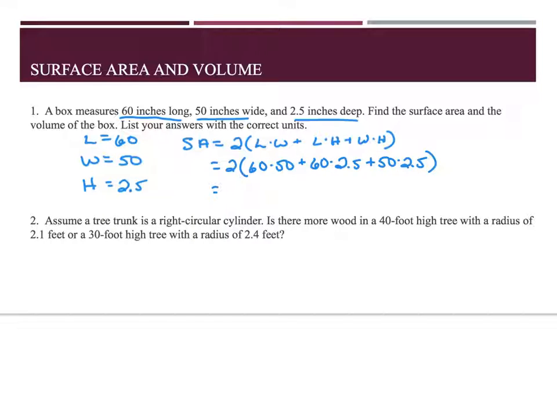Now the groovy thing about a graphing calculator is I can type in that big long sentence exactly the way it looks. Make sure you're putting the right operations in there. It's 60 times 50, then a plus sign, and 60 times 2.5 and a plus sign, 50 times 2.5 and a plus sign. Make sure you put parentheses around that whole thing. When you do, I end up with a surface area of 6,550, and this is square inches.